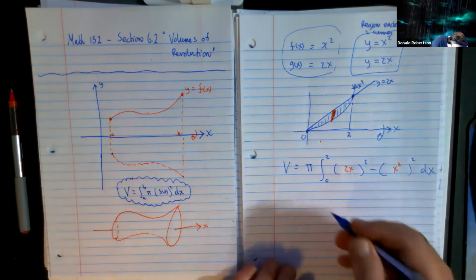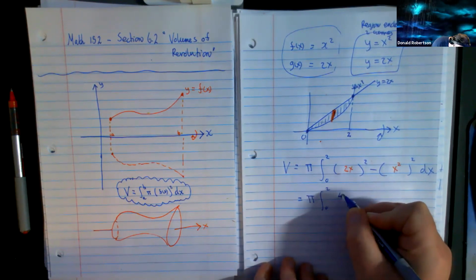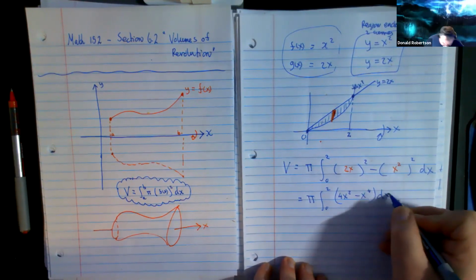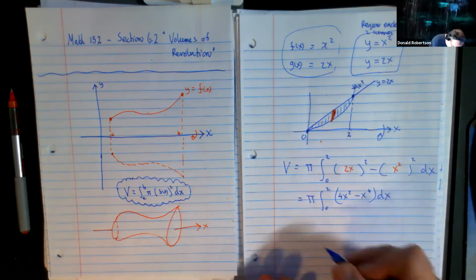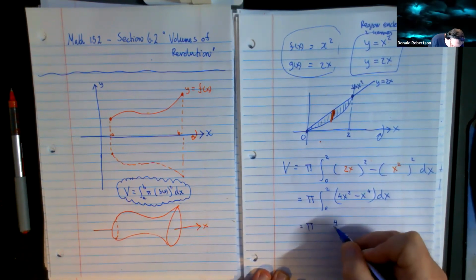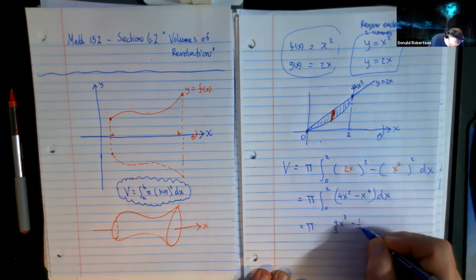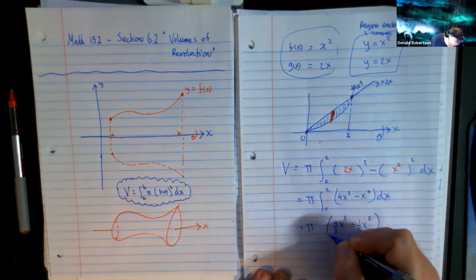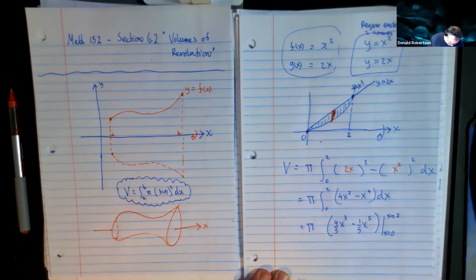And the next stage is pretty much just making it look pretty before we integrate. 4x squared, subtract x to the 4. We're happy about that, take away that. Power rule, add 1 to the power, divide by the new power, add 1 to the power, divide by the new power, evaluated at 0 and evaluated at 2.